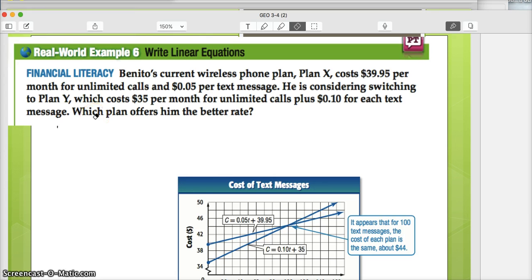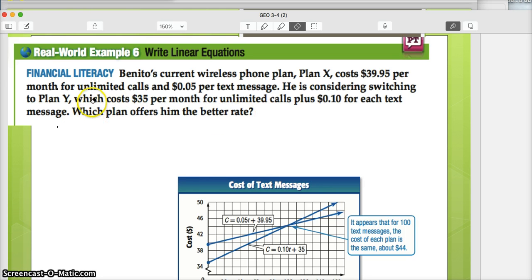With this last equation, I have the answer down here, so that's not really the concern. I want us to think through a word problem that deals with linear equations, and what are the signs that we're dealing with a linear equation. So let's take a look at this one together. Benito's current wireless plan, Plan X, costs him $39.95 per month for unlimited calls with 5 cents per text message. He is considering switching to Plan Y, which costs him $35 a month, a little bit cheaper, for unlimited calls, pretty awesome, but 10 cents per text message. Which plan offers the better rate?